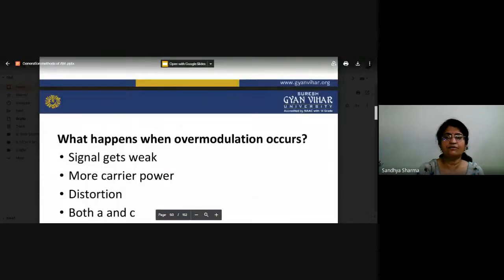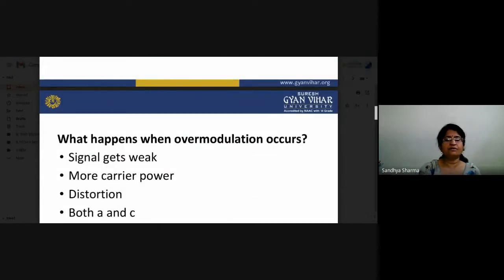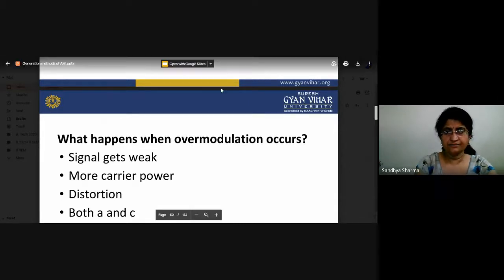What happens when over modulation occurs? There is a loss of information. So these are basically the objective questions which we have to see here.